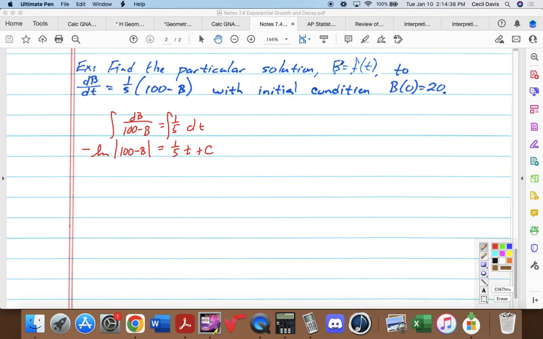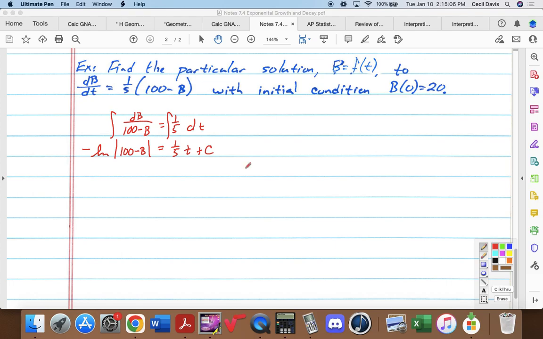So let's think about that just a second. If you just had the natural log of the absolute value of 100 minus b and you took its derivative, it would be 1 over 100 minus b times the derivative of 100 minus b, which is negative 1, which would give us the opposite of what we want here. That's where this negative comes from, and that's, again, part of what torched some students on this, is they miss that negative sign, which is really easy to miss.